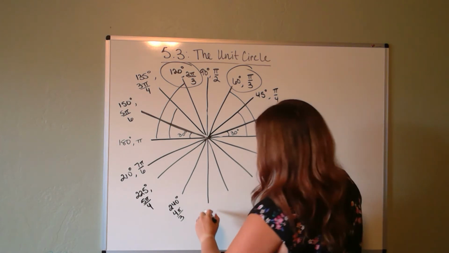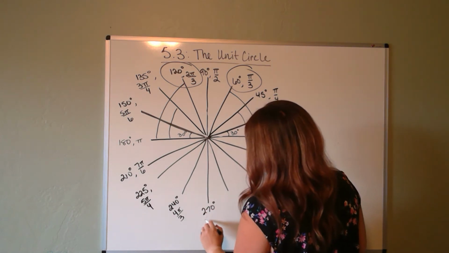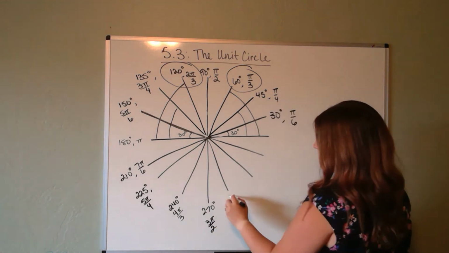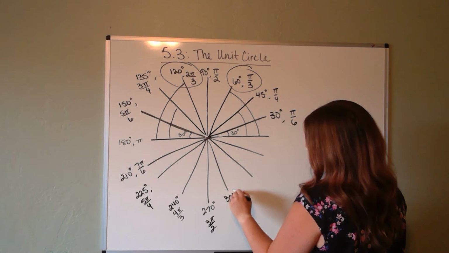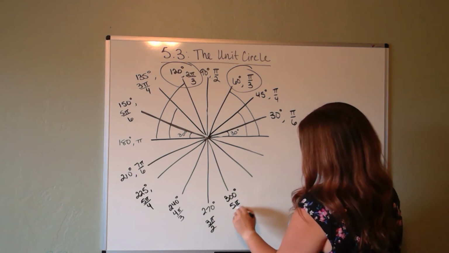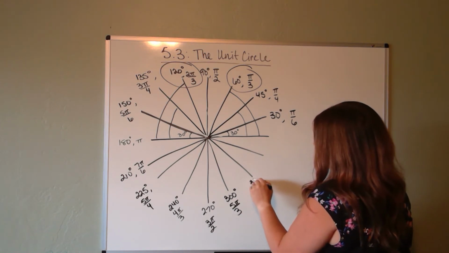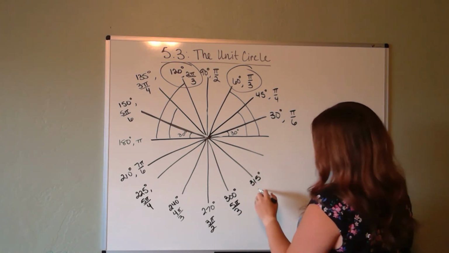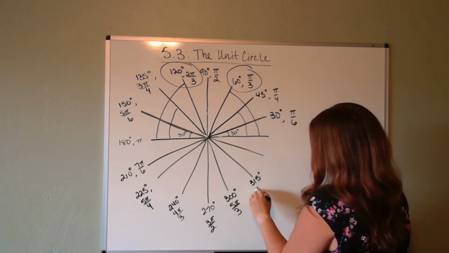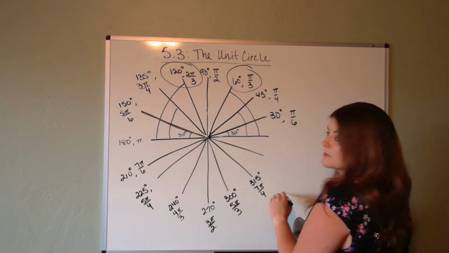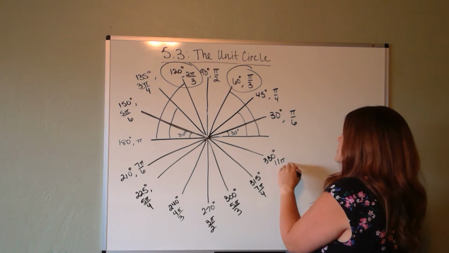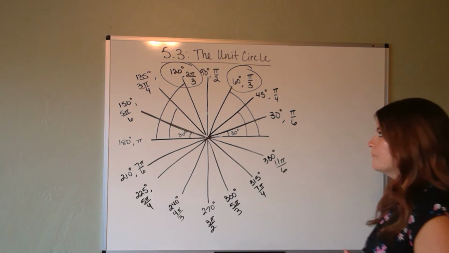Down here, what was this one? Remember, that's 270. This is 3 pi over 2. This one here is 300. 300 is also 5 pi over 3 in radians. This here is 315. 315 is also 7 pi over 4 in radians. I'm getting ahead of myself. And 330 is 11 pi over 6 in radians.